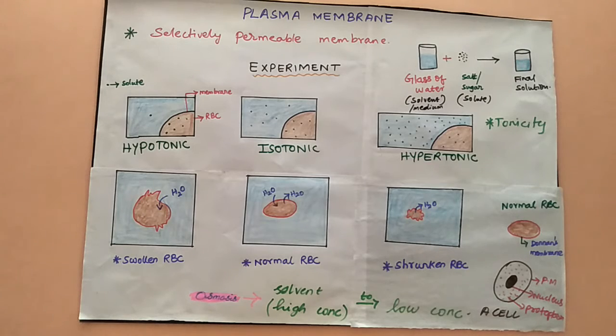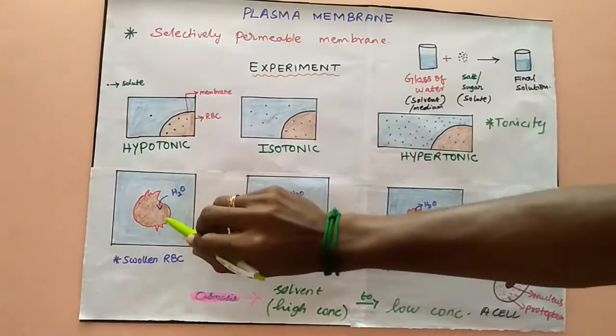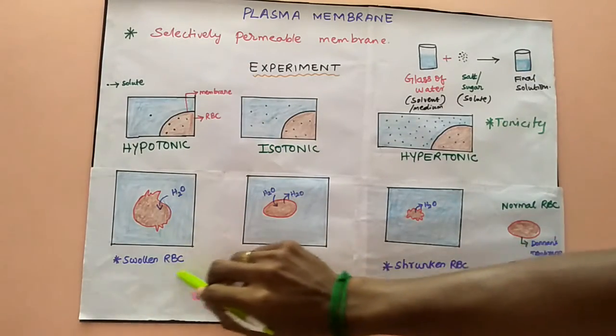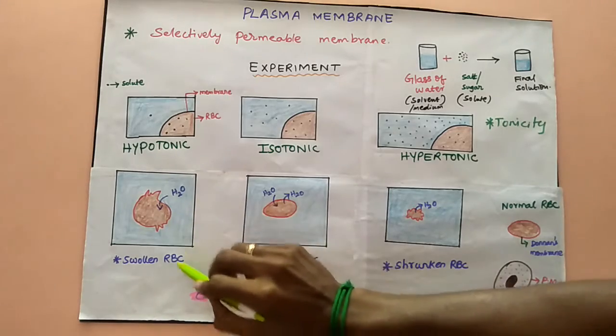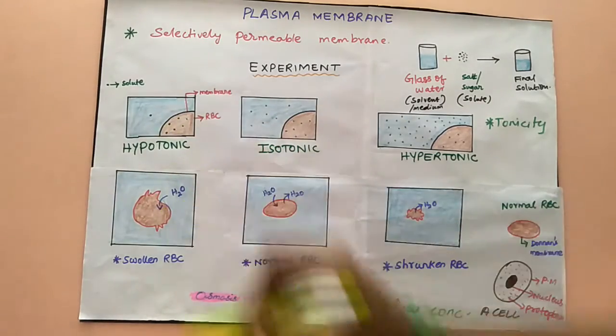So what happens? The cell tries to attain its equilibrium position. That is the basic concept. The cell always tries to remain in an equilibrium position. To attain its equilibrium, the solvent moves from higher concentration to lower concentration. So where is the concentration of the solvent much higher? Obviously, outside. So the water from the outside moves into the RBC. As a result, after attaining equilibrium, this RBC becomes swollen. So this media is hypotonic to the RBC.